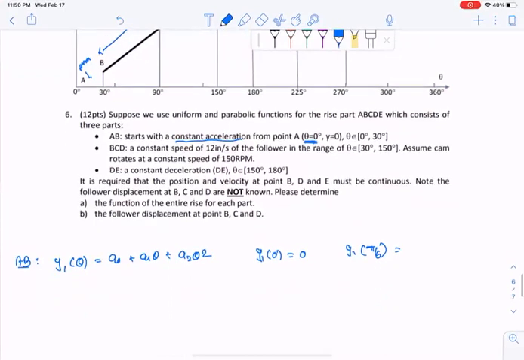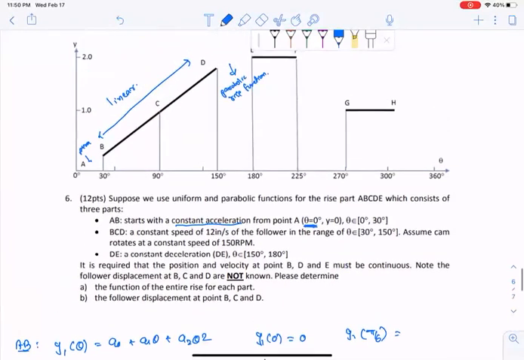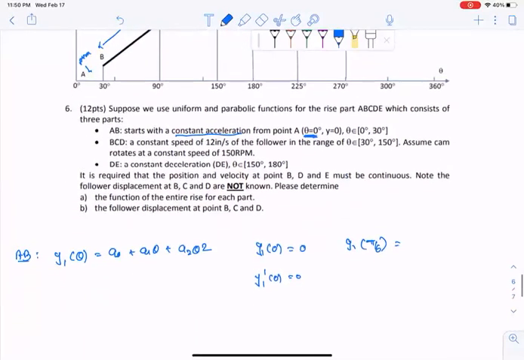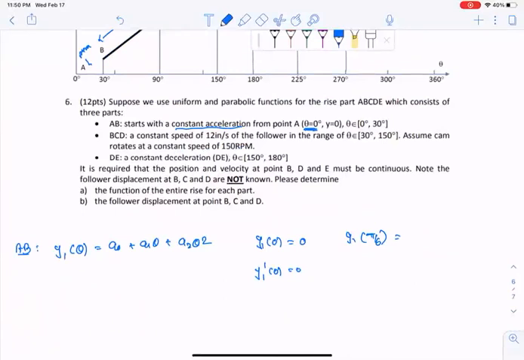that is not given. And y1 dash of 0 is 0. We are starting from rest. However, that is not given, so we have to assume that we are starting from rest. And that means y dash of 0 is equal to 0. And y dash of pi by 6 is kind of given, but we need to figure it out.